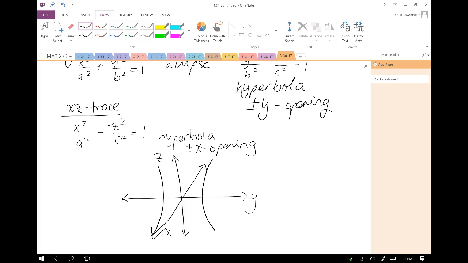There is also a set of hyperbolas in the XZ plane opening in the positive and negative x direction. So that's like forwards and backwards. So back here and up here.